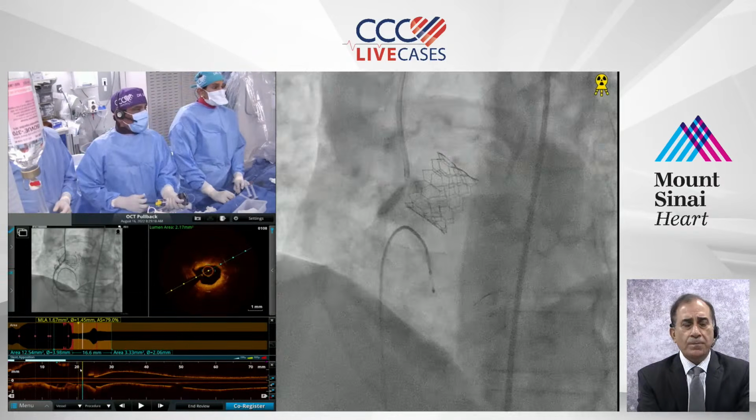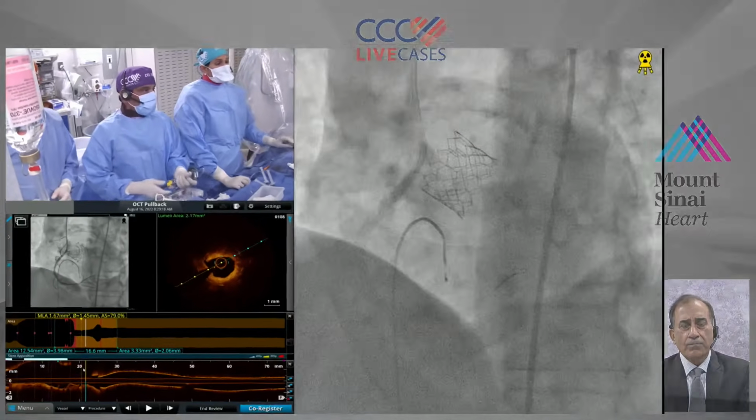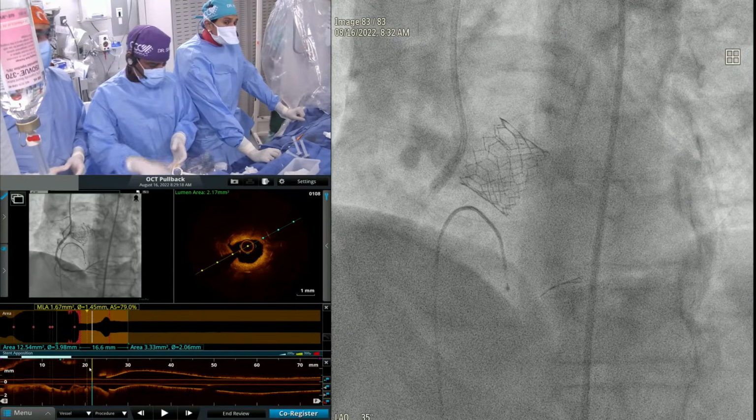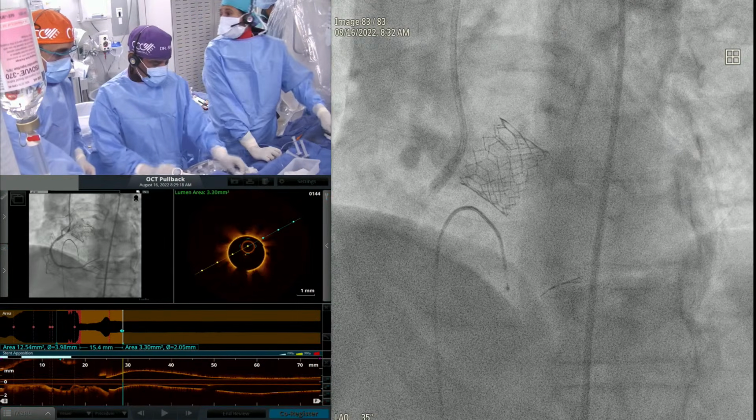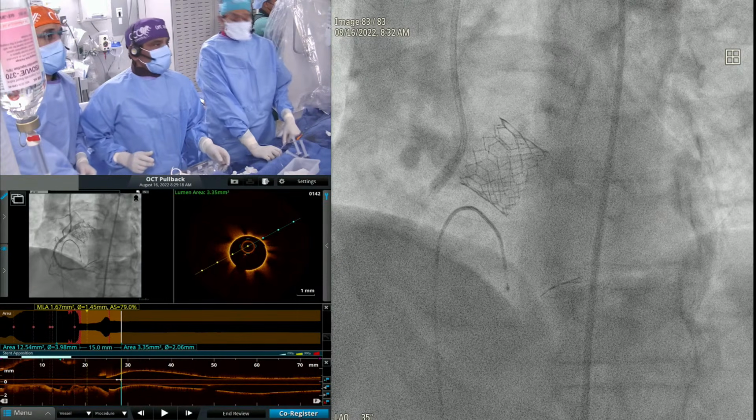It's good. 24. Nicely expanded. Now we see a full expansion. Yeah, 24. Get us a 4.5 by 15 stent. So next we'll do the OCT after we stent, right? Sure. You don't need another OCT now.